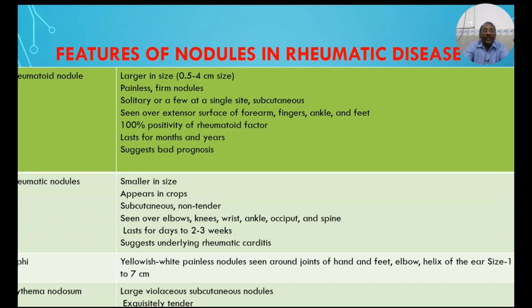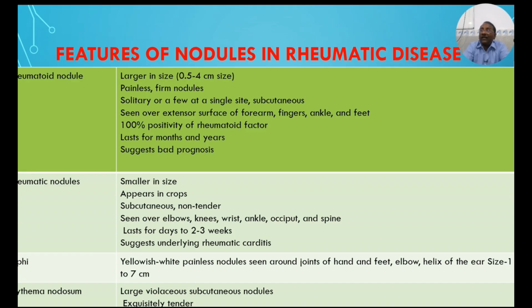So a few words on the rheumatic nodules. They are smaller in size, appear in crops, whereas the rheumatoid nodules are solitary, 1 or 2. They are subcutaneous and non-tender, seen over the elbows, knees, wrists, ankle, occiput and the spine, and last for days to 2 to 3 weeks. But the rheumatoid nodules last months to years. If you ask a leading question, how long you have had these nodules, they say for the last 2 years, 3 years. Nowadays only they are slightly increasing in size. If she says months and years, it is definitely a rheumatoid nodule.